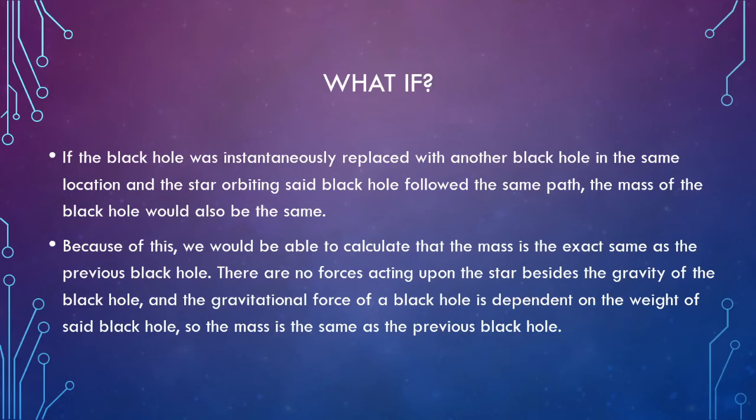And for the what if question, if the black hole was instantaneously replaced with another black hole in the same location, and the star orbiting said black hole followed the same path, the mass of the black hole would also be the same. Because of this, we would be able to calculate that the mass is the exact same as the previous black hole. There are no forces acting upon the star besides the gravity of the black hole, and the gravitational force of a black hole is dependent on the mass of said black hole, so the mass has to be the same as the previous black hole.